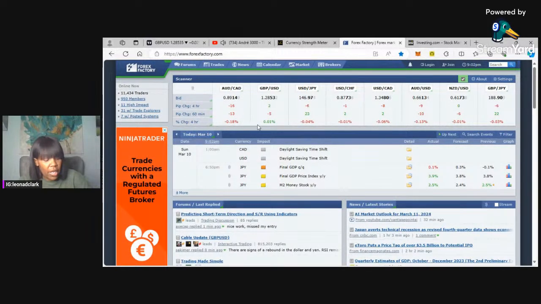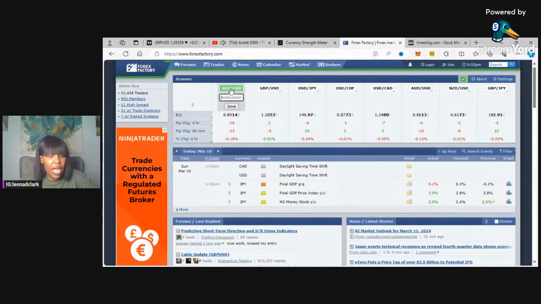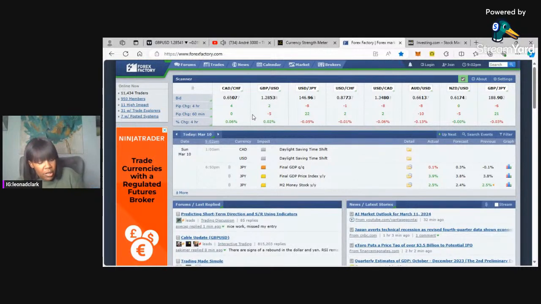Let's see, that is a sale, so we are good to go. Check mark next to that. Next is CAD CHF. This is supposed to be a buy. CAD CHF, and it is. So check mark next to that.